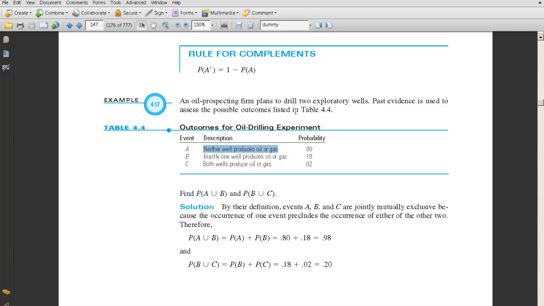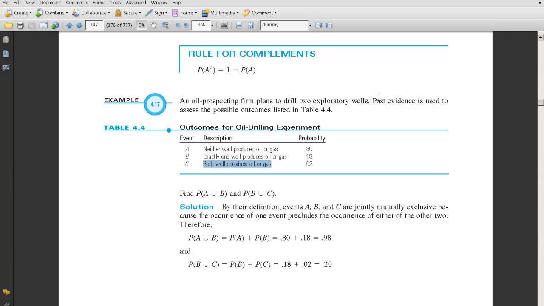So they're looking for either oil or gas. They don't really care which it is. So they're saying either of these. Exactly 1 does, not both of them, just one of them, but either one. And C, both wells produce oil or gas.